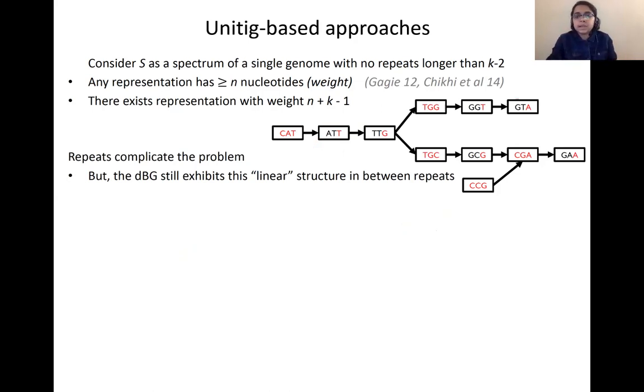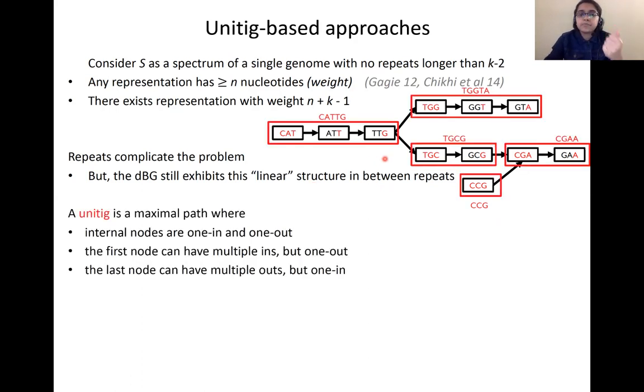where the graph has many branches and it's not entirely linear. However, the De Bruijn graph will still exhibit linear structure in between the repeats, and I've marked those linear paths in this graph with red rectangles. And this kind of linear path has a special name in the literature.